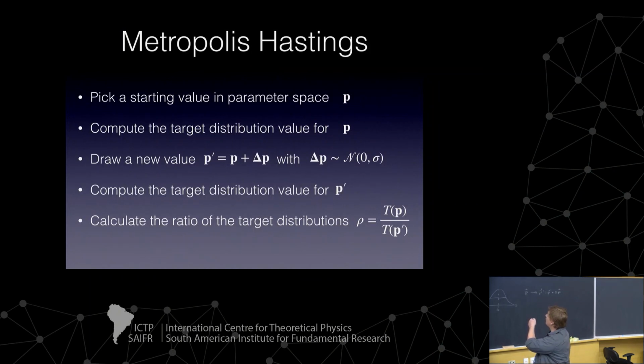One of the fine-tuning parameters. You compute the target distribution value for this. So now you feed this new parameter vector into your machinery. You compute the target distribution for that, and then you calculate the ratio of these two probabilities. You get two values, and you just calculate the ratio of that.